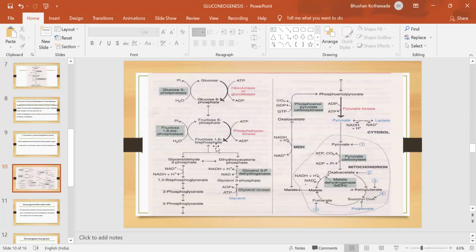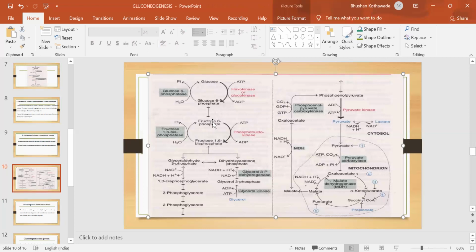Then the second irreversible step here is fructose 1,6-biphosphate to fructose 6-phosphate. At this step in glycolysis, we have used the enzyme phosphofructokinase. Now we have to replace this enzyme. So in gluconeogenesis, we will use the enzyme fructose 1,6-biphosphatase. So we will get the formation of fructose 6-phosphate here. Then again, this is a reversible step, fructose 6-phosphate is converted to glucose 6-phosphate.